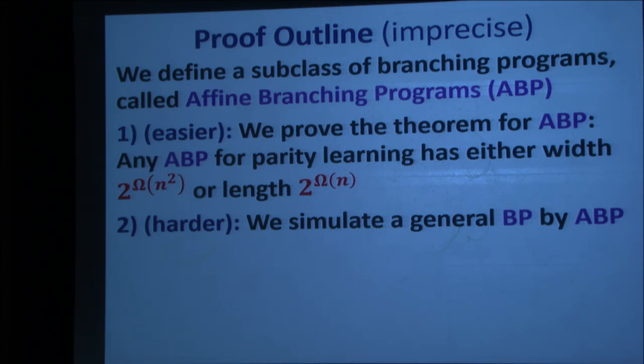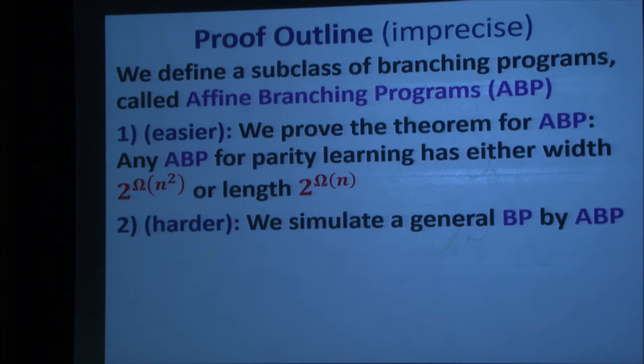And then the harder part will be to simulate a general branching program by an affine branching program. So this is like a dream scheme for lower bound proving. Find an easier model, prove the lower bound, and then reduce the hard model to the easier model. It rarely works this way, but sometimes it does, and here it does.